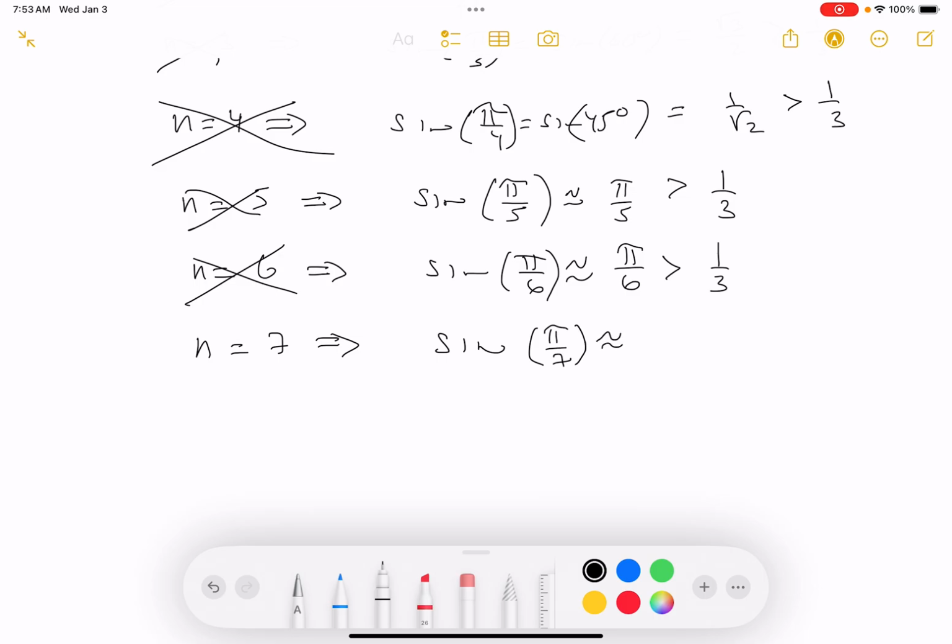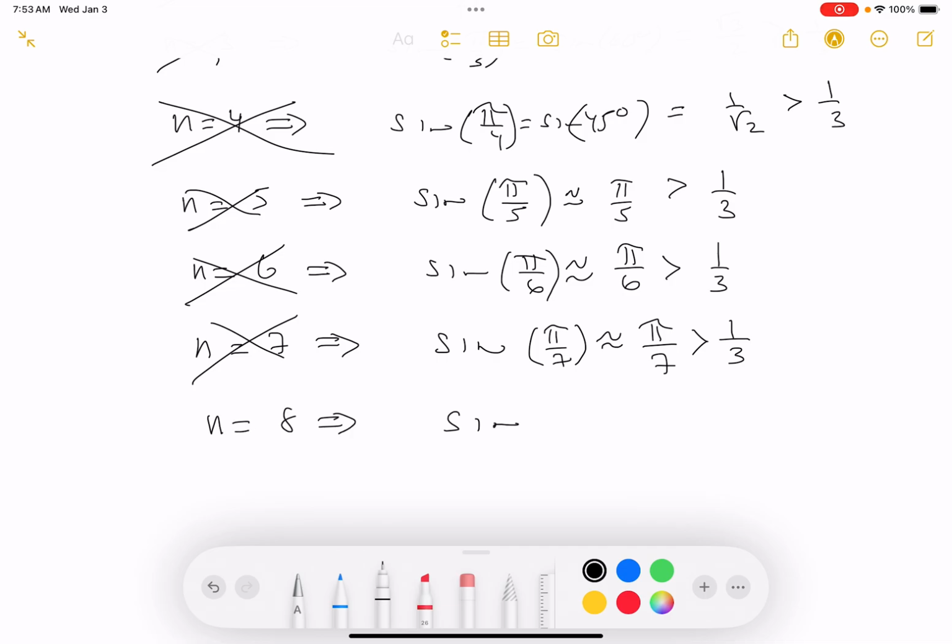This is roughly pi over 7. Again, I'm going to say that's greater than 1/3. I'm getting sort of close to it, though. I'll tell you why. 3 times pi is 9, and 7 times 1 is 7. So 9 is greater than 7. I'm getting pretty close. I'll cross this out. Let's go to n equals 8.